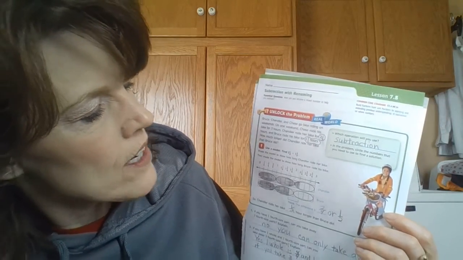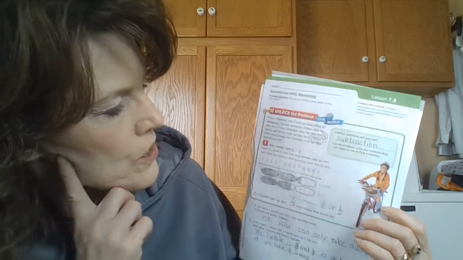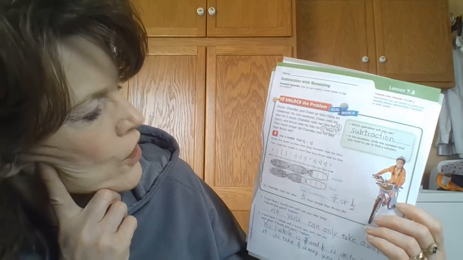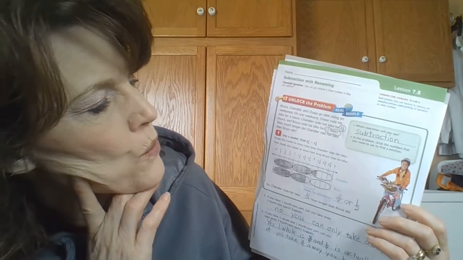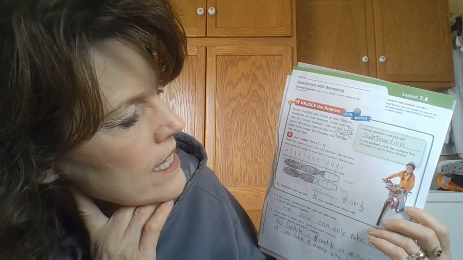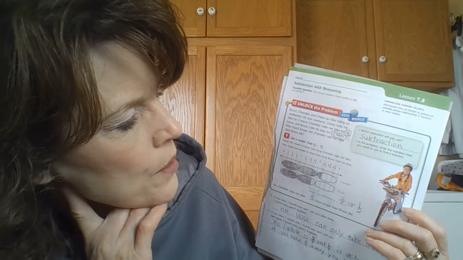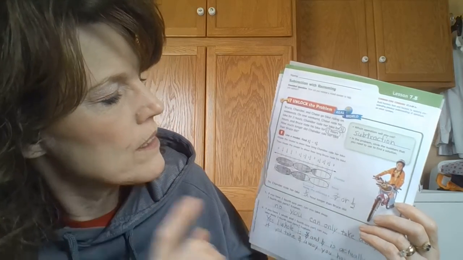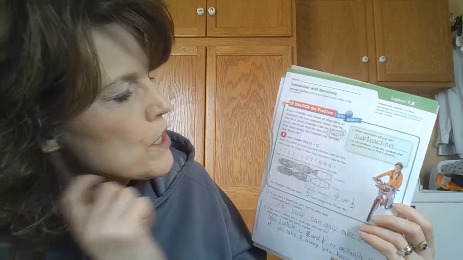Now, before we even start, it says, which operation will you use? Well, our clue words are how much longer. How much longer means we're going to need to subtract. The next thing says, in the problem, circle the numbers that you need to use to find a solution. We need to use 2 1/4 and 1 3/4.